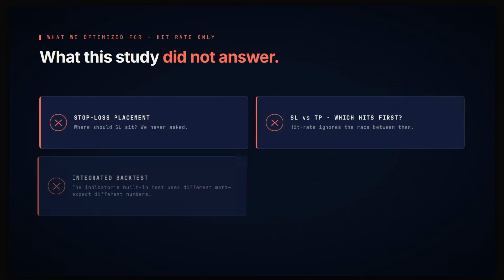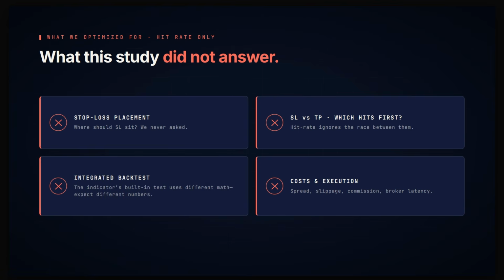Also, please note that the integrated backtest in the indicator will probably give you different results as the methodology is different. Remember, we optimized for hit rate in this video and did not look, for example, into where to place a stop loss and what was hit first, stop loss or take profit.